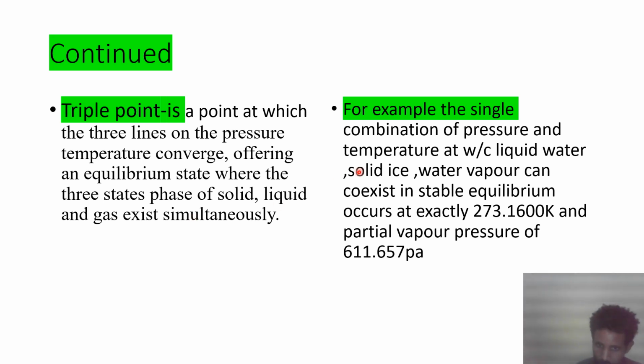For example, the single combination of pressure and temperature at which liquid water, solid ice, and water vapor can coexist in stable equilibrium.